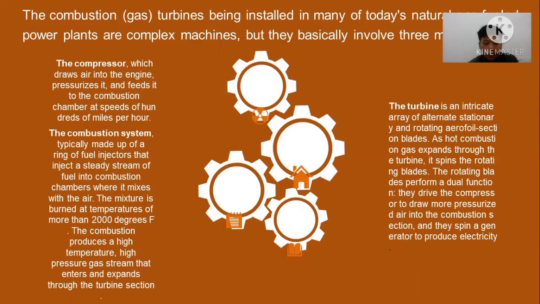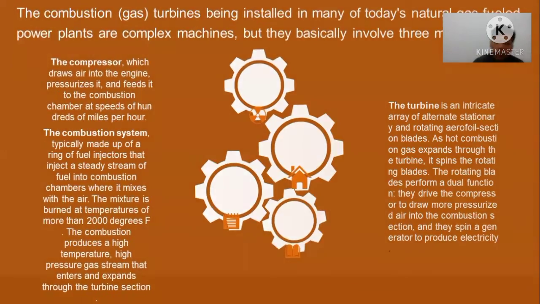Third, the turbine is an intricate array of alternate stationary and rotating aerofoil section plates. As hot combustion gas expands through the turbine, it spins the rotating plate. The rotating blades perform a dual function. They drive the compressor to throw more pressurized air into the combustion section, and they spin a generator to produce electricity.